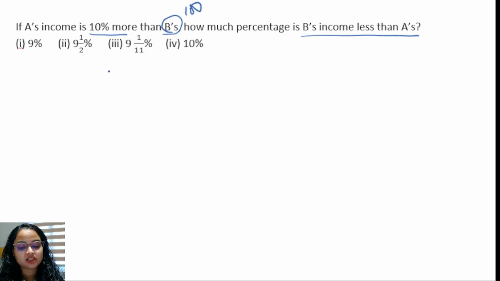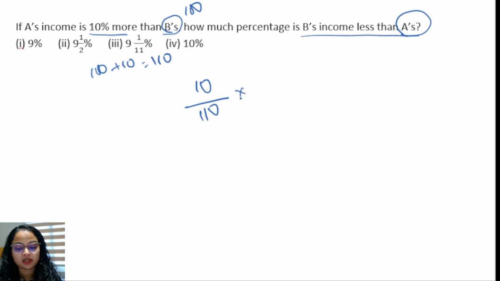So A's income is 10% more. So it is plus 10. It is 100 plus 10. It is 110 rupees. And the difference between A's income and B's income is 10 rupees, divided by, we have to compare with A's income. It is divided by 110, into 100. Here we get 100 divided by 11. It is 9 1/11%.